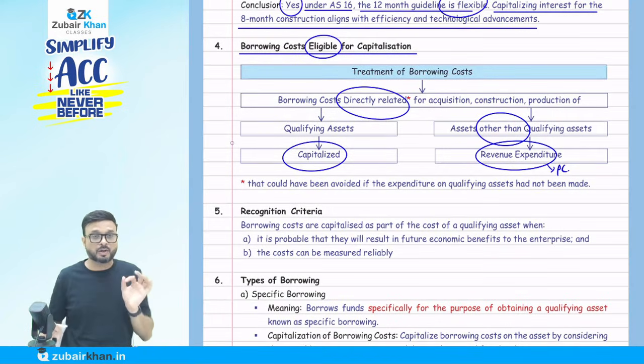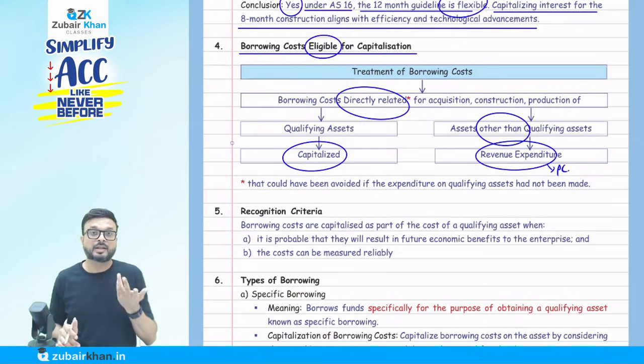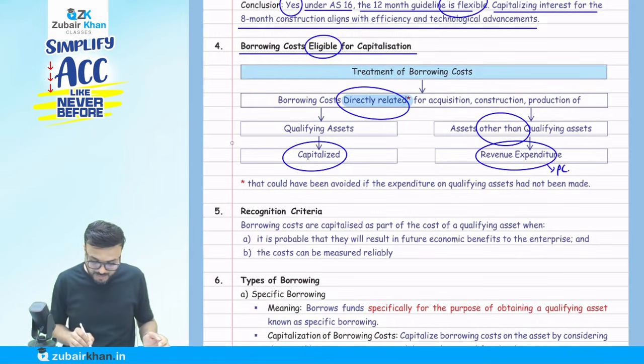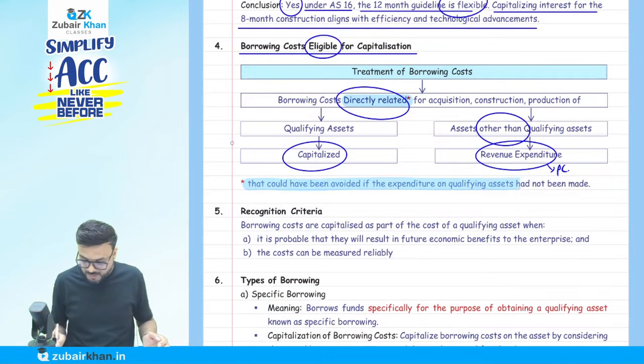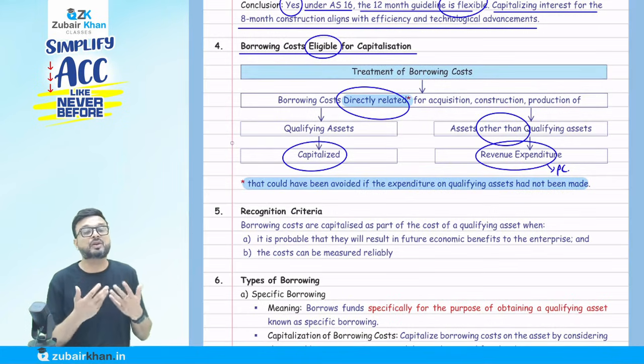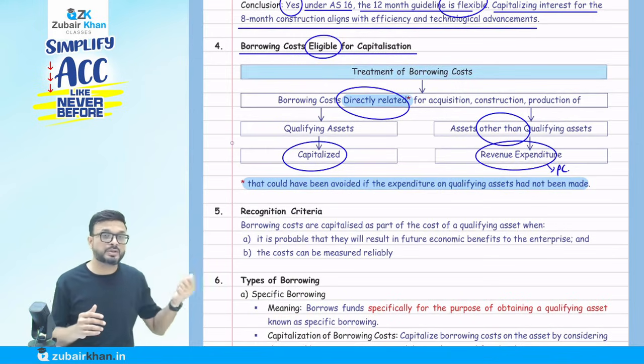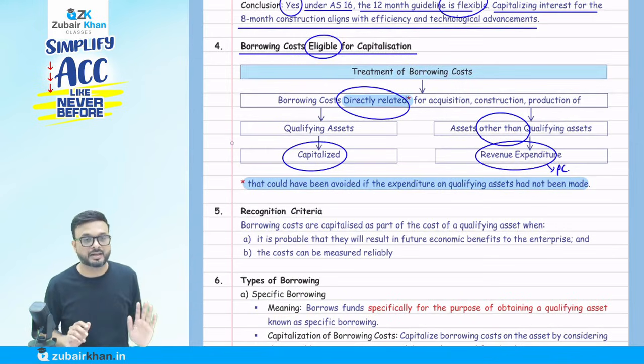So the borrowing cost should be for the qualifying asset. If the borrowing cost is for a qualifying asset, then only we can capitalize. Otherwise, it will be charged to the profit and loss account. Now they say directly attributable. What is directly attributable? They say it is borrowing cost that could have been avoided if the expenditure on the qualifying asset had not been made. So borrowing cost is directly attributable when, if there is no qualifying asset, there is no need for the loan. It means it is directly connected to that.